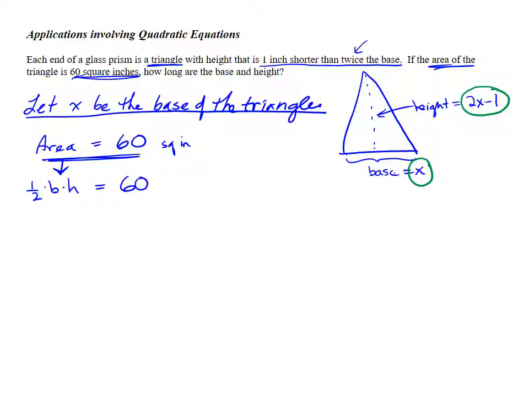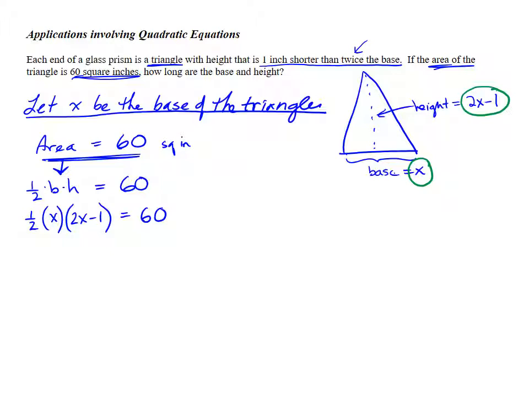Let's put our definitions for the base and the height in. So we have 1/2, the base is x, the height is 2x minus 1. And that's equal to 60. Now on the left, we have a product. On the right, we have 60. We don't have 0 on the right, so we're going to need to multiply this stuff out on the left.